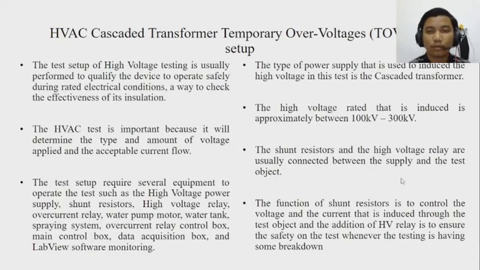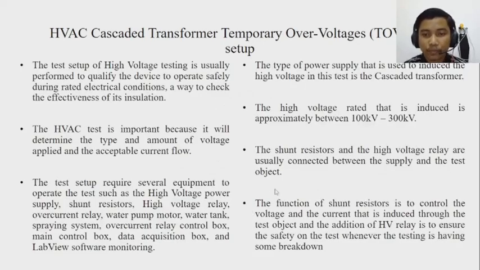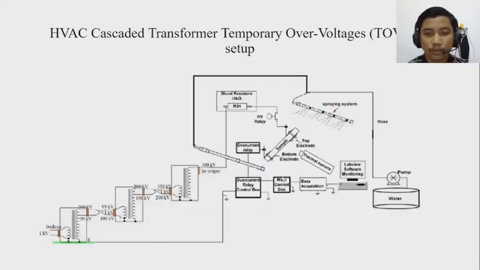The type of power supply used is the cascaded transformer, which is this. The cascaded transformer is regulated from 100 kilovolts up to 300 kilovolts. The shunt and the high voltage relay are usually connected between the supply and the test object. To prevent any hazard, we put the shunt resistor with the HV relay.